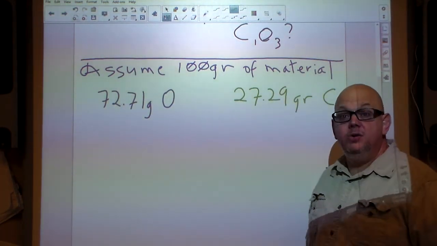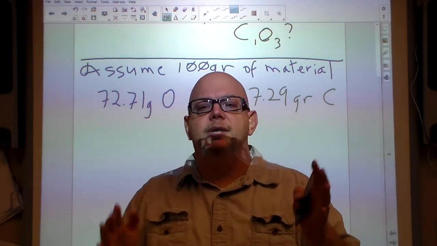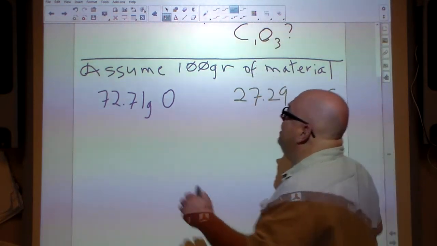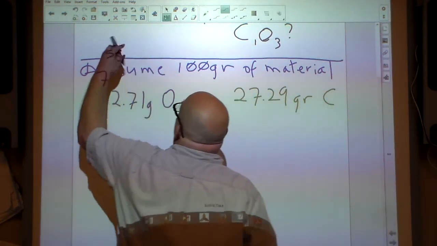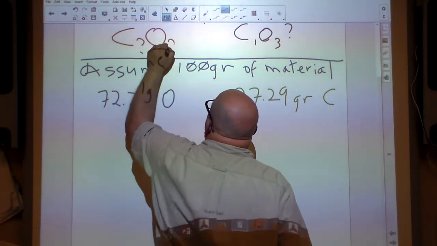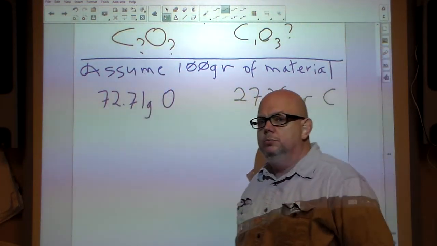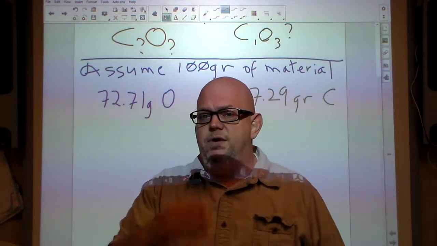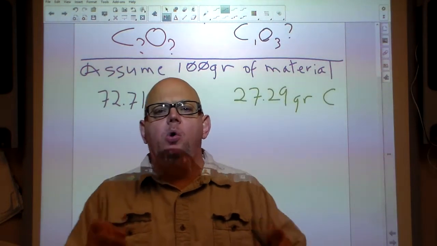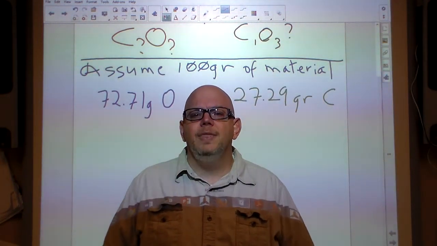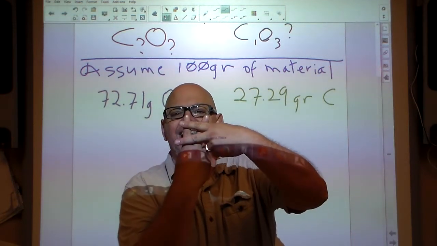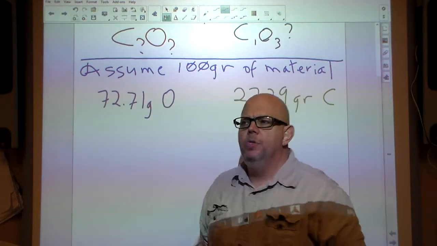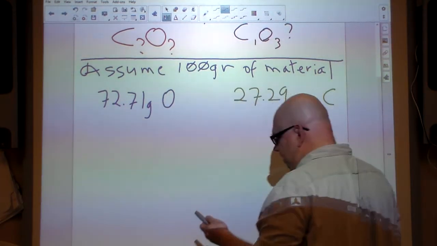So now, what is our next thing? Well, great, we've got mass. But how do we relate that to a chemical formula like this? Because remember, we're still trying to figure out what the formula is. We don't know. So we've got masses, but masses aren't going to do it for us. That means we're going to have to change it into numbers, ladies and gentlemen.